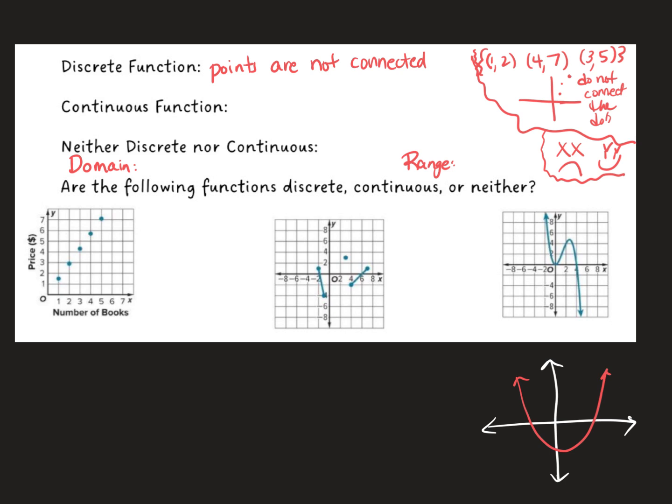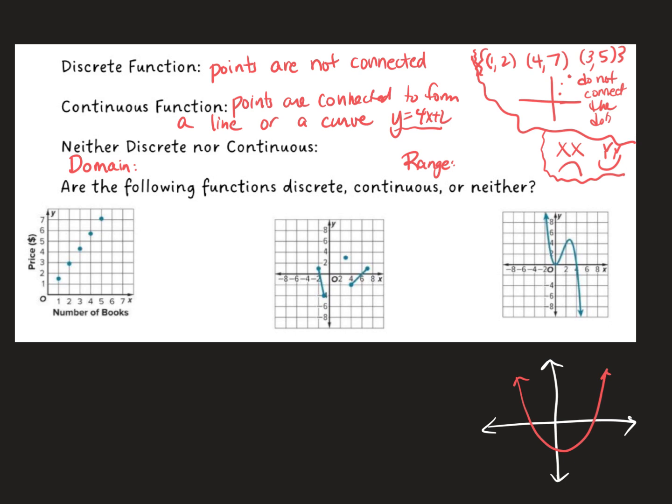Okay, continuous function. Points are connected to form a line or a curve. And you will know to connect those points if you have an equation. So first of all, if you have a graph and the points are connected to make a line or a curve, then you know that that's a continuous function. But if you have an equation like y equals 4x plus 2, that is a linear continuous equation. So you connect the dots when you have an equation or the dots are already connected, like this example down here.